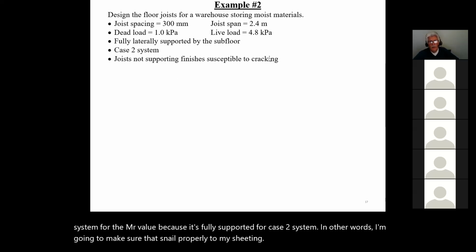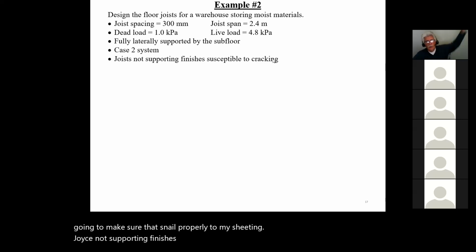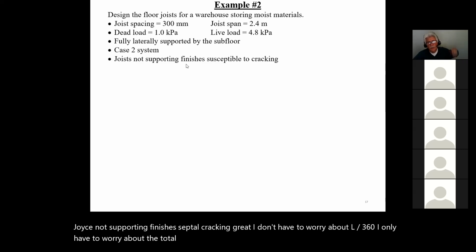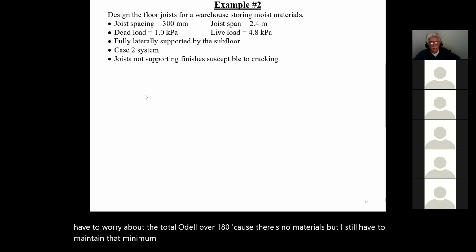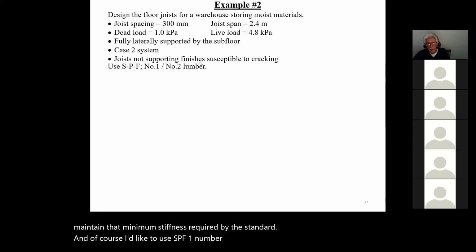Joist not supporting finishes susceptible to cracking. Oh, great. I don't have to worry about L over 360. I only have to worry about the total load, L over 180, because there are no such materials, but I still have to maintain that minimum stiffness required by the standard. And of course, I like to use SPF number 1, number 2 lumber, because that's the only thing we're going to be using in Quebec, as far as I'm concerned.